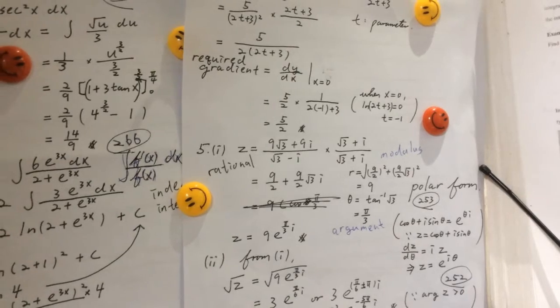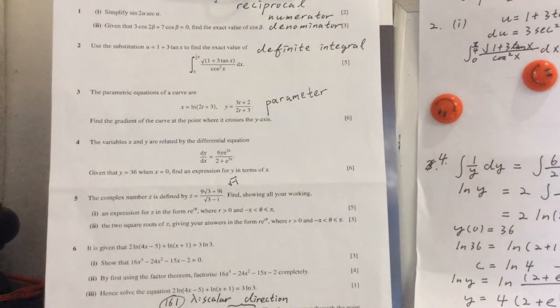So for part 2, find the 2 square roots of z, giving your answers in polar form.